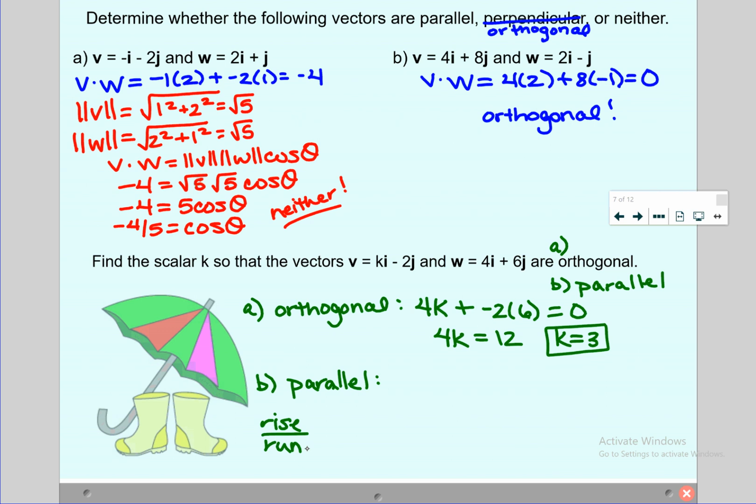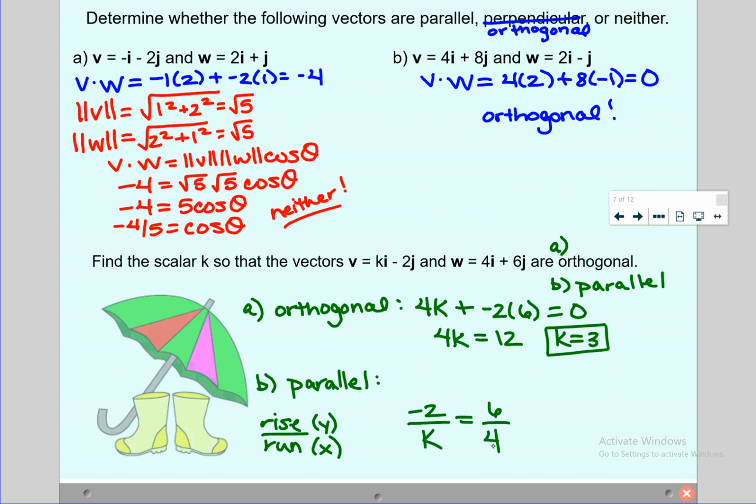Okay. And if you have an X and a Y, which one's the rise and which one's the run? Y is the rise, your vertical, and X is the run, your horizontal. Okay, so we're going to calculate for each of our vectors the rise over run, and then I want them to be parallel, so I set those equal to each other. So for vector V, my rise is -2, and my run is k. I don't know what that is. For vector W, my rise is 6, my run is 4.